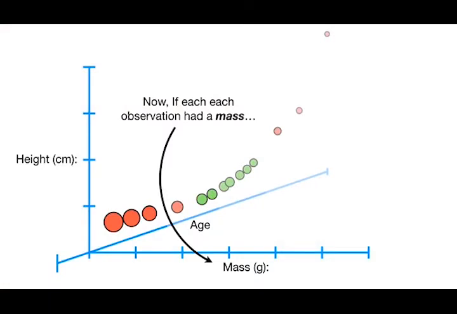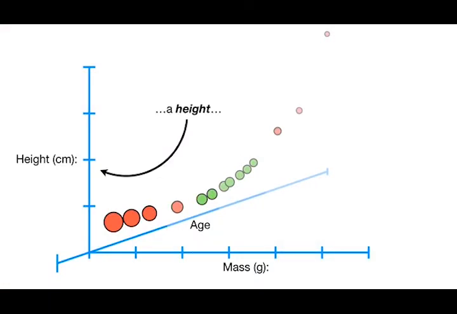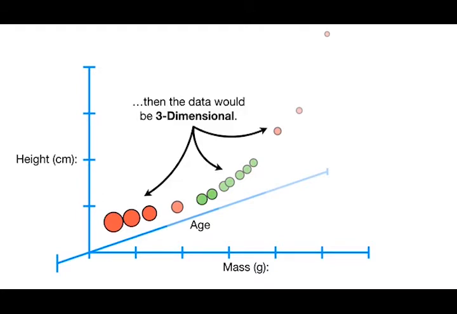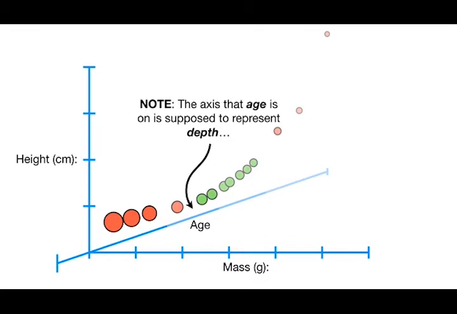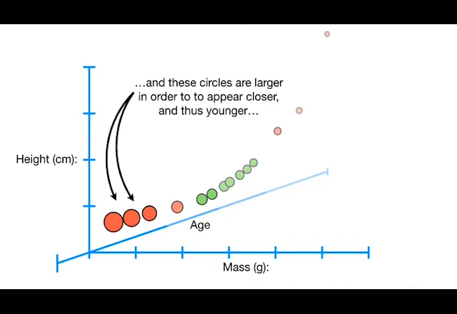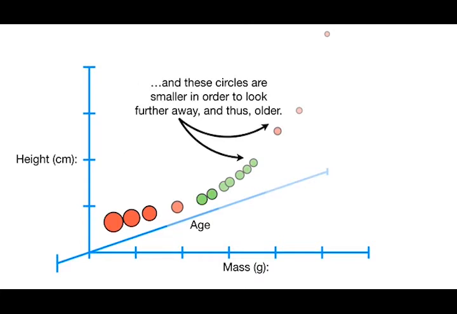Now, if each observation has a mass, a height, and an age, then the data would be three-dimensional. Note, the axis that age is on is supposed to represent depth, and these circles are larger in order to appear closer and thus younger. And these circles are smaller in order to look further away and thus older.